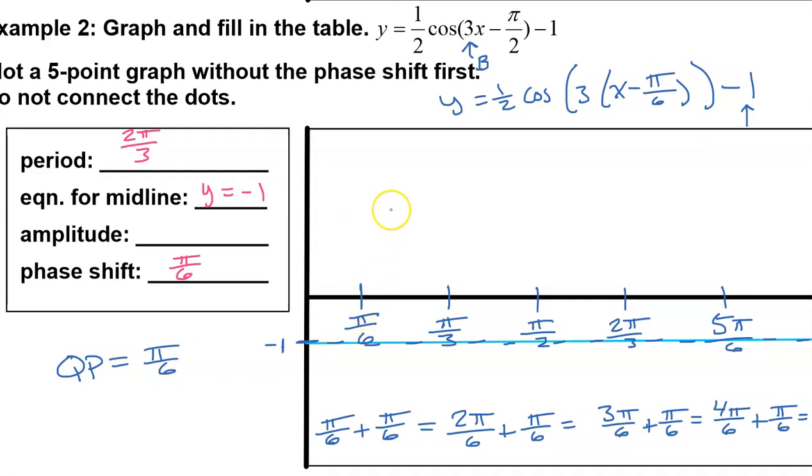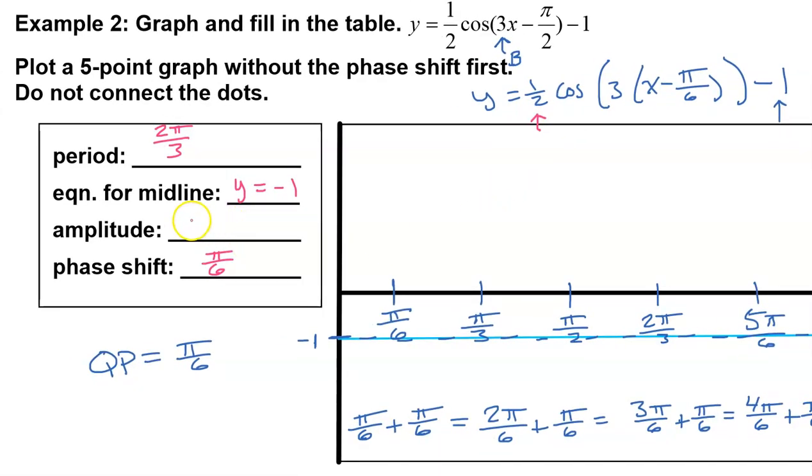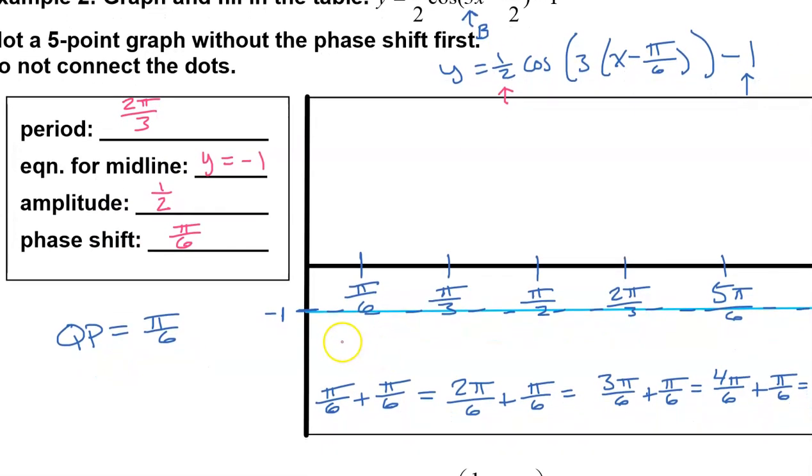Now let's pay attention to the amplitude. So the amplitude is the 1/2. It comes from this a value right here. So the amplitude is 1/2. Please keep in mind that the amplitude is always positive. So even if this were a negative 1/2, I would still put positive 1/2. The amplitude tells me how far above and below the midline I'm going to go.